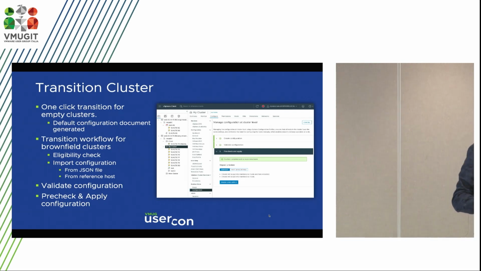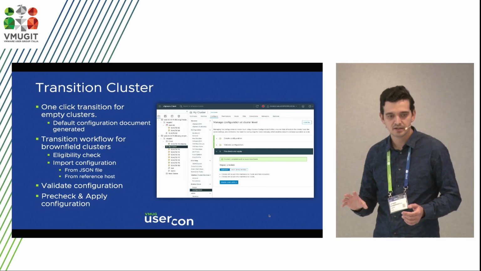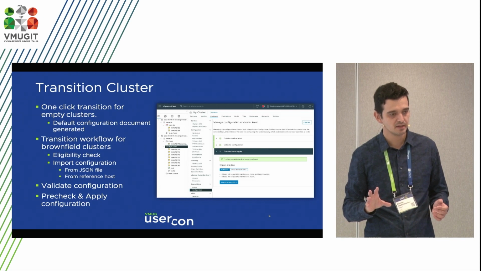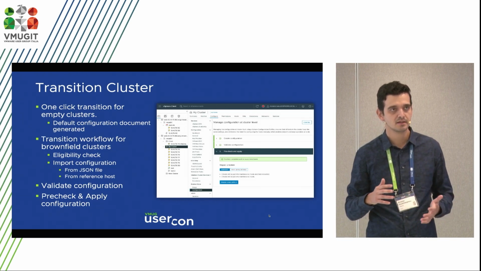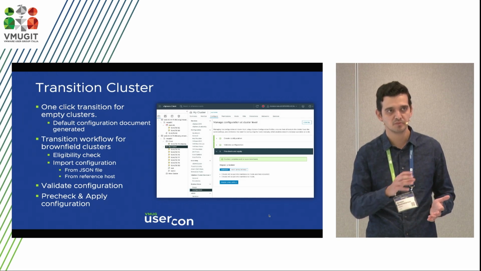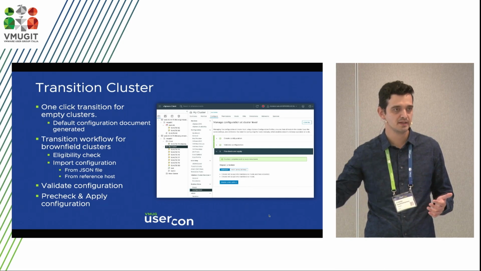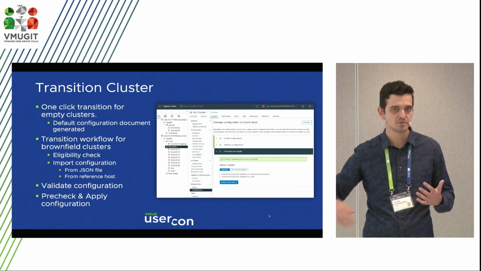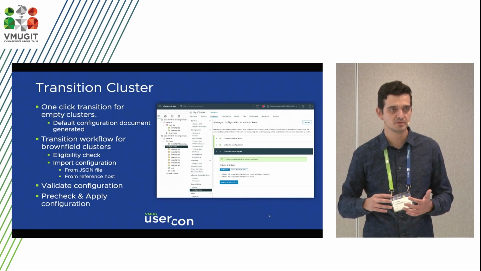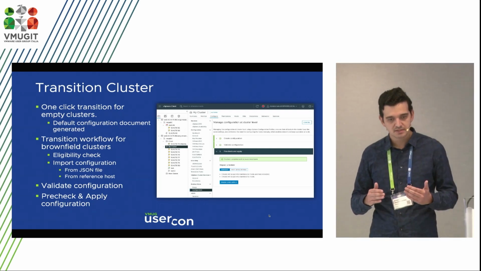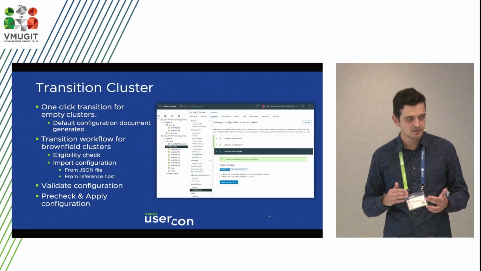Then there is a validation phase where the backend will validate the document against the schema. If there are any syntactic errors, they will be reported. This usually happens if you have a document, for example, generated with 8.0 GA and you want to apply it to 8.0 update 1. The host will be slightly different, there will be more settings, so you'll probably get some validation errors. Then you have the option to fix those errors, and when you fix them, then a pre-check will be run.